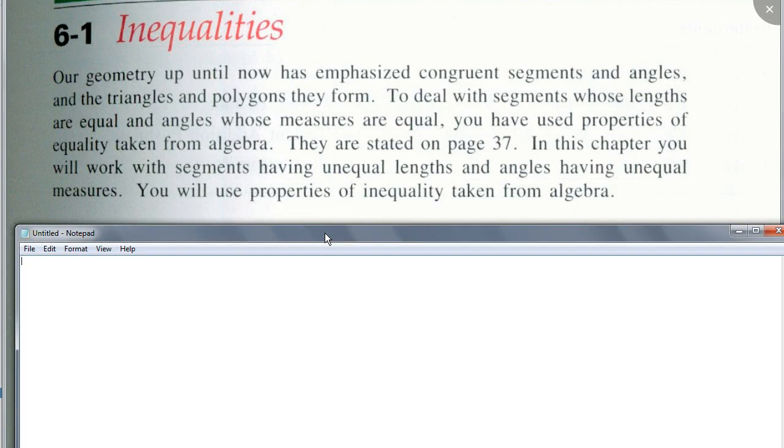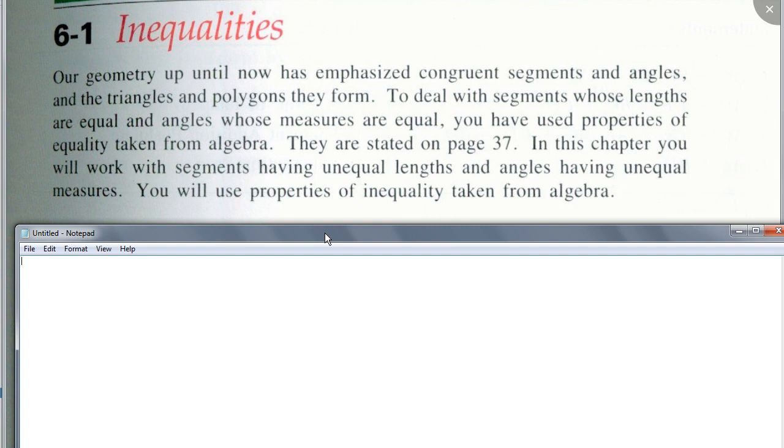Our geometry up until now has emphasized congruent segments and angles, and the triangles and polygons they form. To deal with segments whose lengths are equal and angles whose measures are equal, you have to use properties of inequality taken from algebra. They're stated on page 37. In this chapter, you will work with segments having unequal lengths and angles having unequal measures. You will use properties of inequalities taken from algebra.